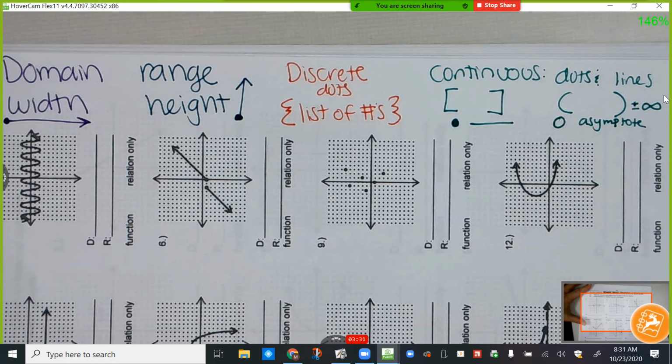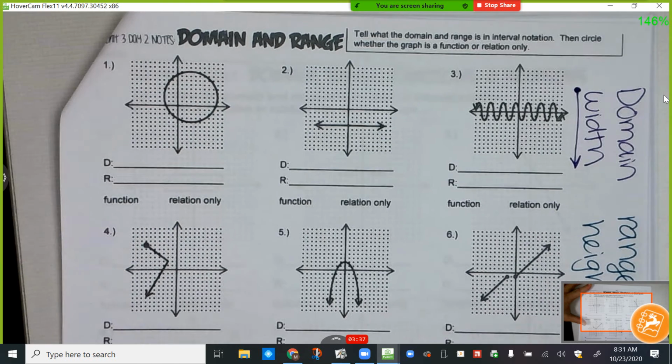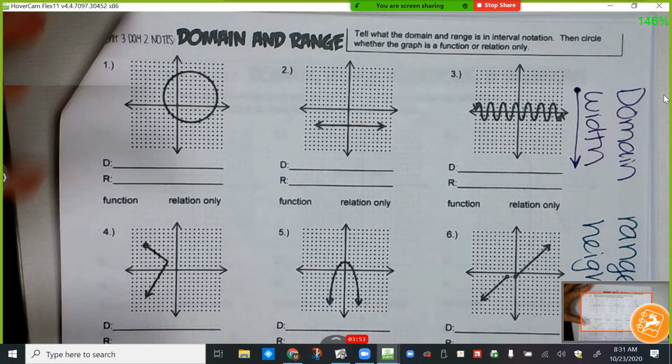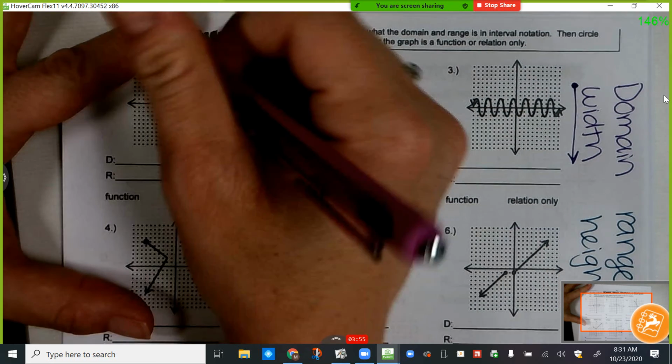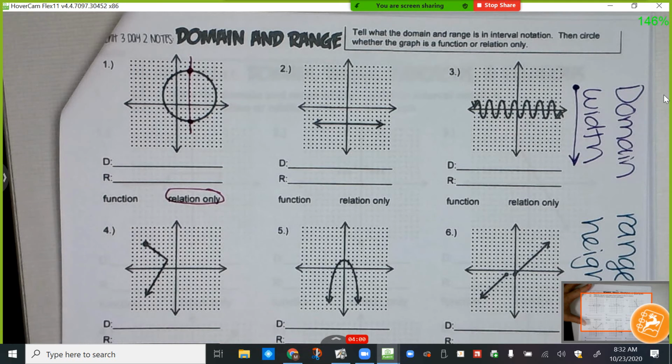So, looking at number one, what shape is that? A circle. Okay, does it have any open dots? No. Okay, it doesn't have any asymptotes. Like I said, we'll get to that in a minute, but there won't be one until I tell you. So we're going to talk about domain. So this is continuous. Now, is this a function or a relation only? Relation only. This one's super obvious because if I were to draw a vertical line, it touches more than once, so we know it's not a function. Okay? Now let's talk about domain.